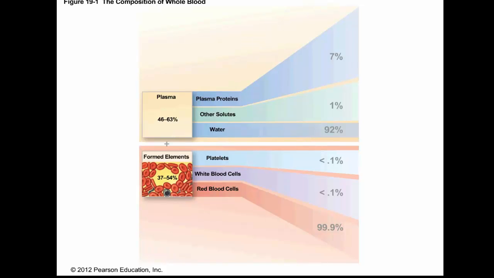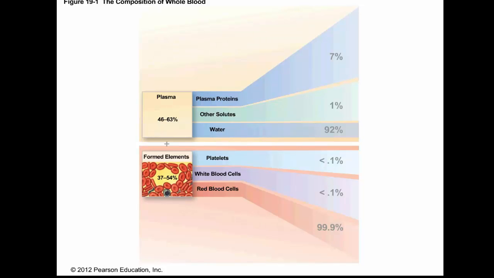So in a tube of blood, we would be expecting to have about 54% formed elements, so that's red blood cells, white blood cells, and platelets. You can see that the red blood cells make up nearly 100% of that, so 99.9%. Then less than 1% is white blood cells, and less than 1% is platelets.